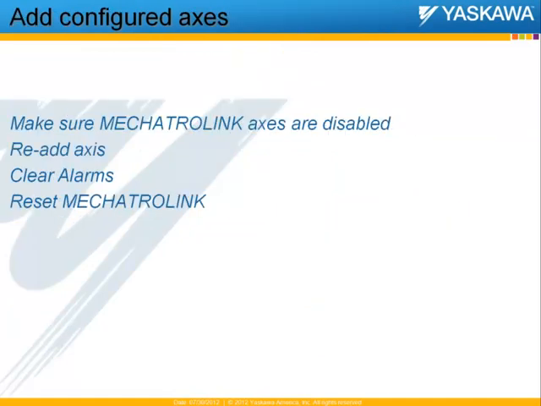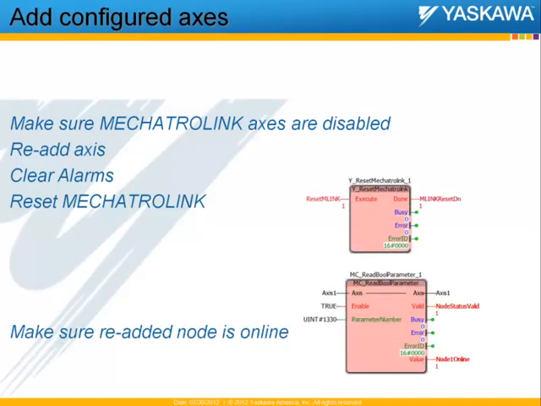Now let's move on to adding configured axes if axes are not found during startup. Let's say at startup the operator started off with 2 axes out of a 4-axis system, and later on desires to add on one more axis. Here are the steps that need to be done before the newly added axis can be used.